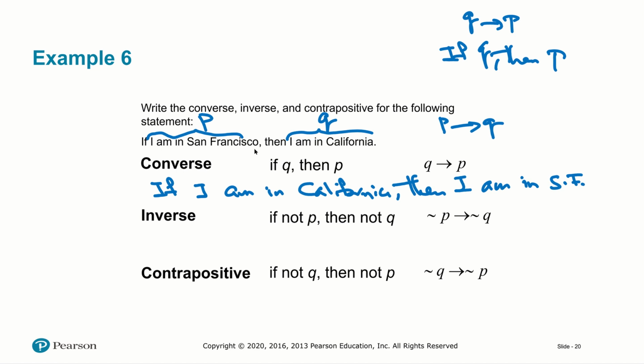So again, I want you to pause, think about this, and come back. Anytime you feel like, oh, I should be able to do this, you should do that without me saying it. But I'm going to keep reminding you just to help you out. So if not P, right? We want to say not P, then not Q. So not P here becomes what? If I am not in San Francisco.